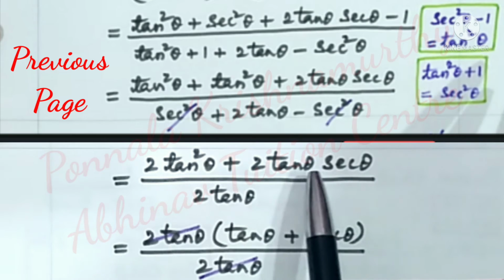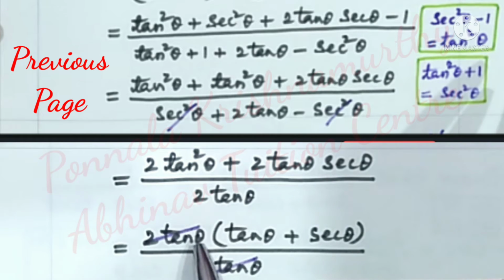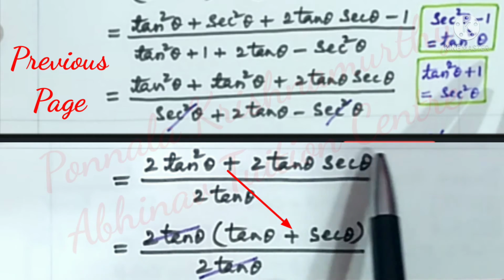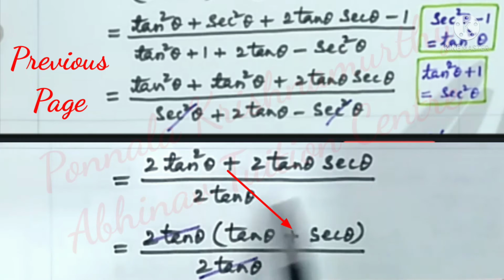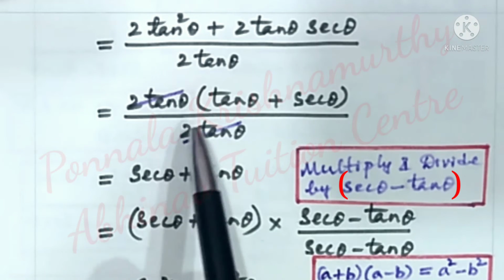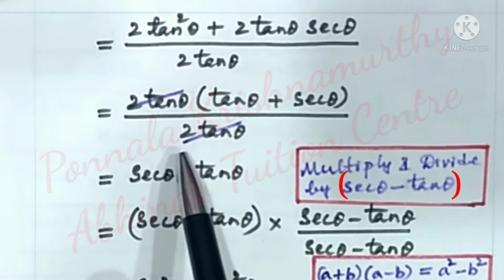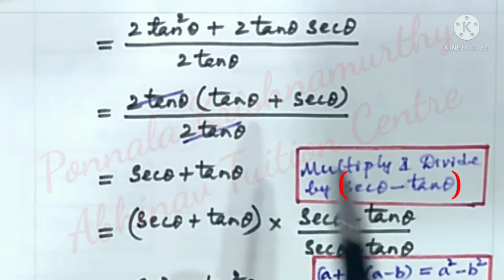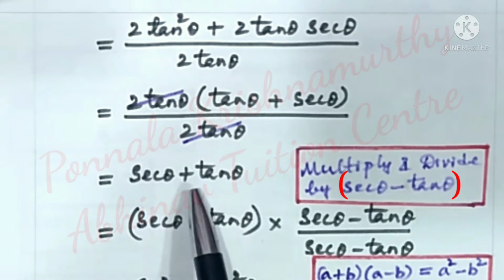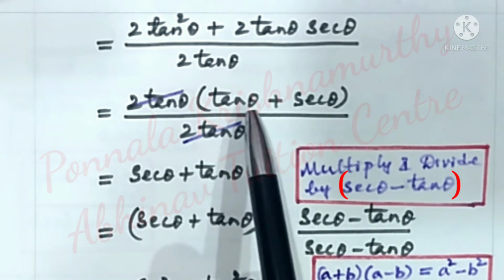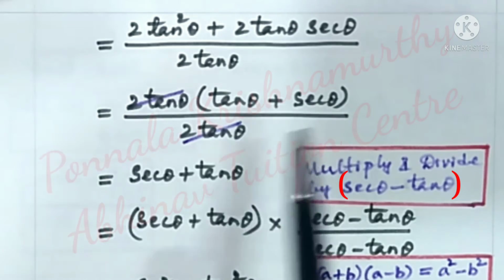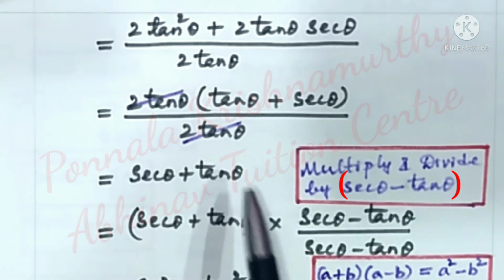From the numerator, 2 tan theta is common. 2 tan square theta by 2 tan theta is tan theta plus 2 tan theta secant theta by 2 tan theta is secant theta by 2 tan theta. Here we have into, so we can cancel these two. 2 tan theta and 2 tan theta are cancelled. Now tan theta plus secant theta remains. Tan theta plus secant theta can be written as secant theta plus tan theta.